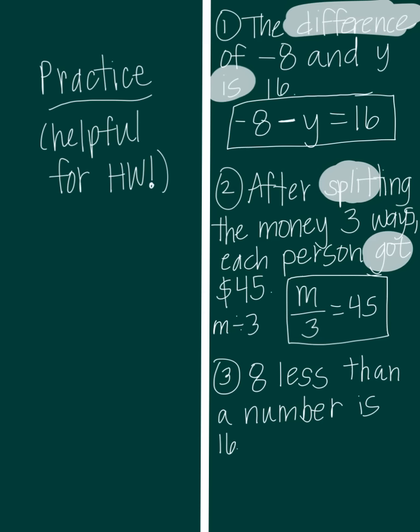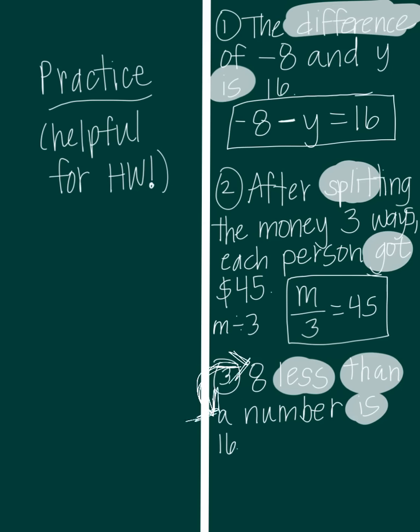Number 3, 8 less than a number is 16. Alright, so than's one of those keywords. When I see than, I like to draw arrows to help me know to flip the order. So I'm going to flip the order of 8 and a number. Anytime in math we see the phrase a number, we use a variable to represent that. So we'll say x less is subtract, x minus 8 is 16. So the than told me to flip the order of the number and 8.